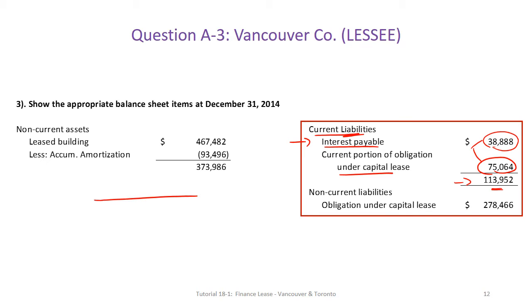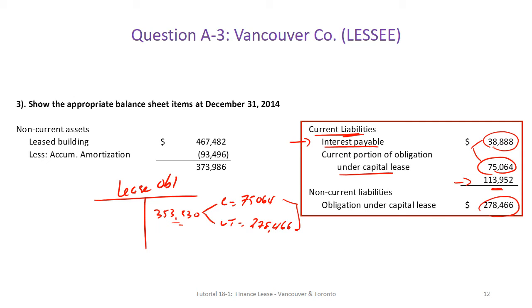So what we have at the end, lease obligation, is a balance of $353,530, and we have to know how much of that is current and how much of that's long-term. So the current portion is the principal reduction in the next payment, so $75,064, which means that the rest has to be $278,466. So this is very simple. Students tend to overcomplicate it, but that's what we have.